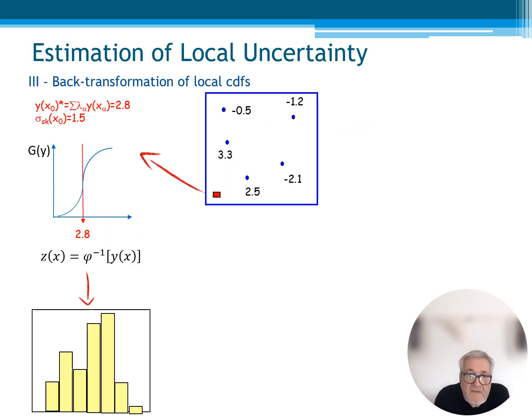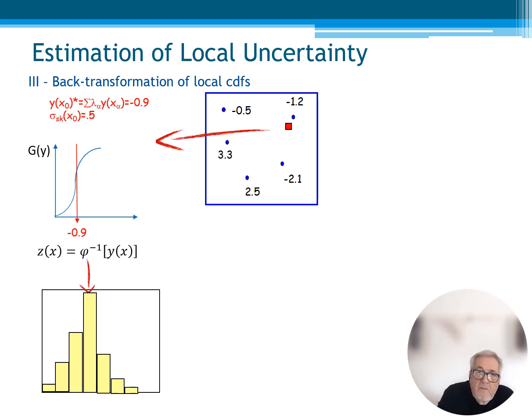So in the third step, after we estimate the local distributions everywhere, at any location of our regular grid of points, we have to transform back my Gaussian distribution function into the original distribution function, through the uniform transformation that we used before to transform the original variable into Gaussian. We do the same for the other locations, and so on.